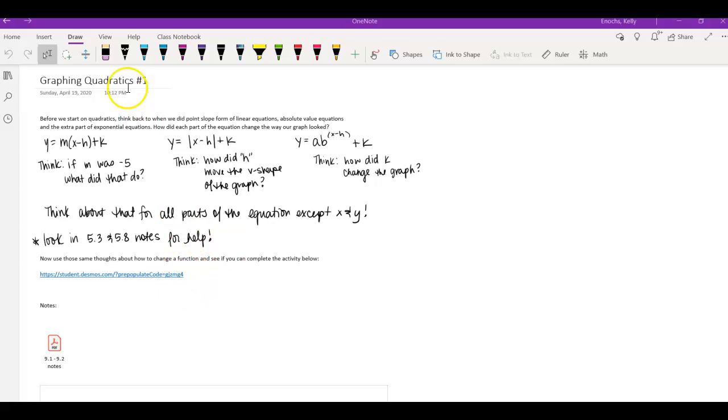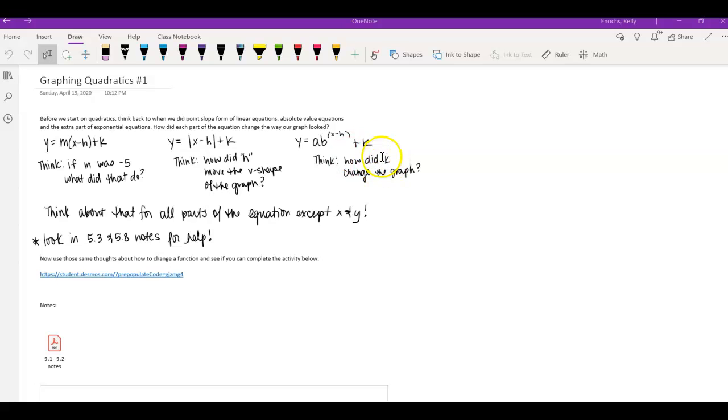So if you look, here's all of our little general forms of our equations: the line, your absolute value, and then your exponential function. And for each of them, we want to think about, okay, how did the m change the function? How did the h change the function? How did the k change the function? Same thing in absolute value. How did h change the function? How did k change the function?